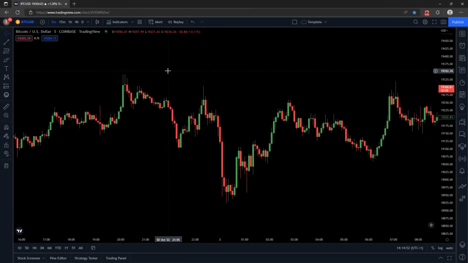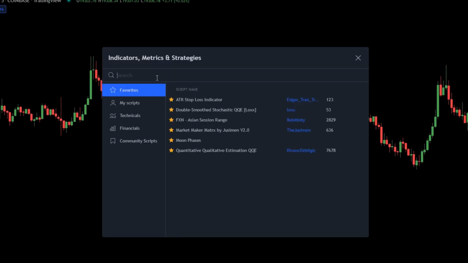This strategy is going to use 3 simple indicators. Make sure you're on tradingview.com. I'm on Bitcoin on the 5-minute time frame. You may have seen this indicator before, but we're going to type in.